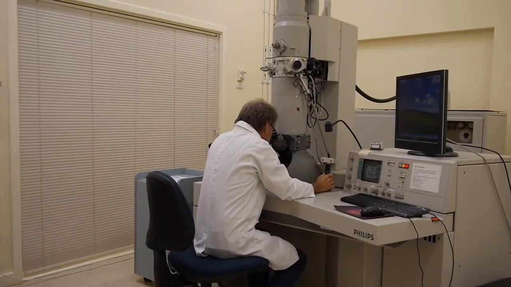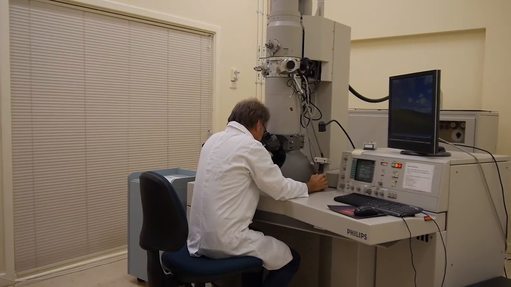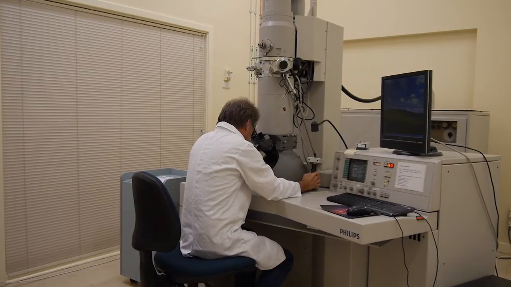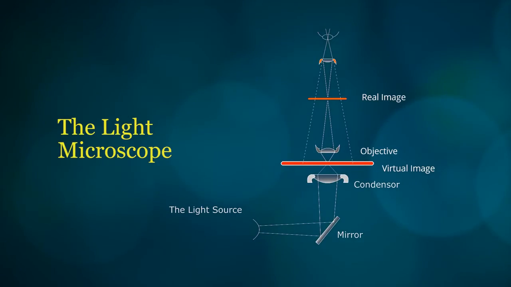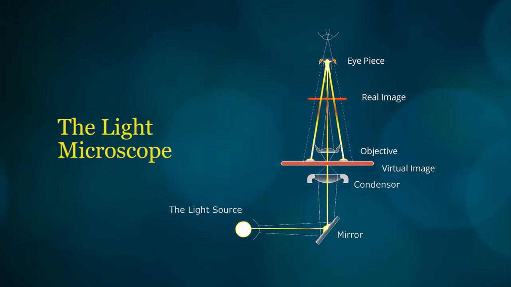This video is an overview of the steps taken in preparing tissue samples for electron microscopy. The light microscope uses light as its source of radiation. Through a series of glass lenses, the light produces a magnified image of the specimen.